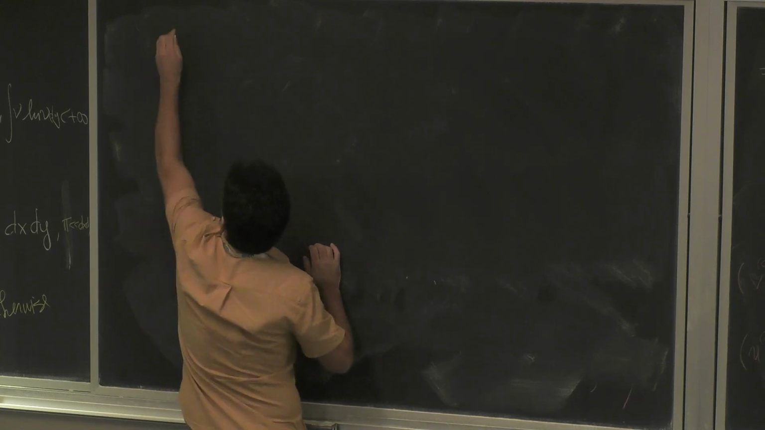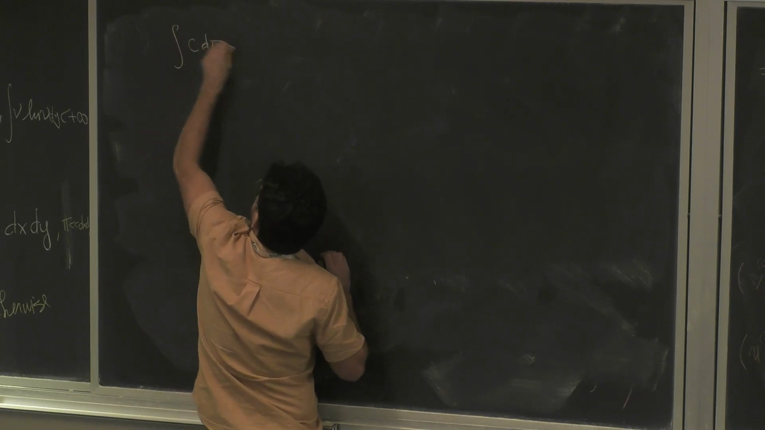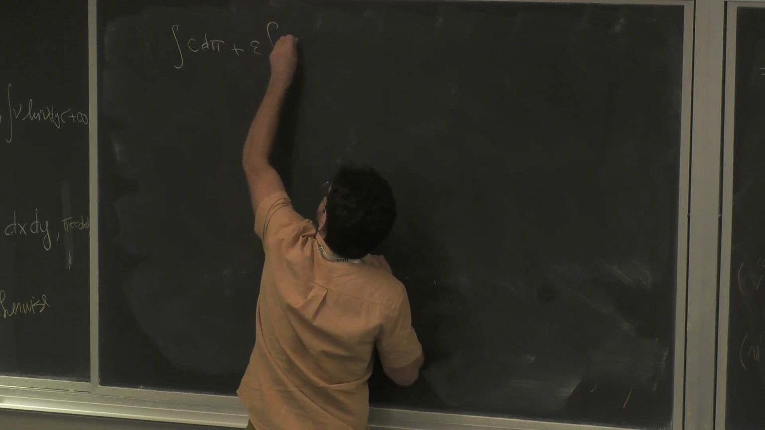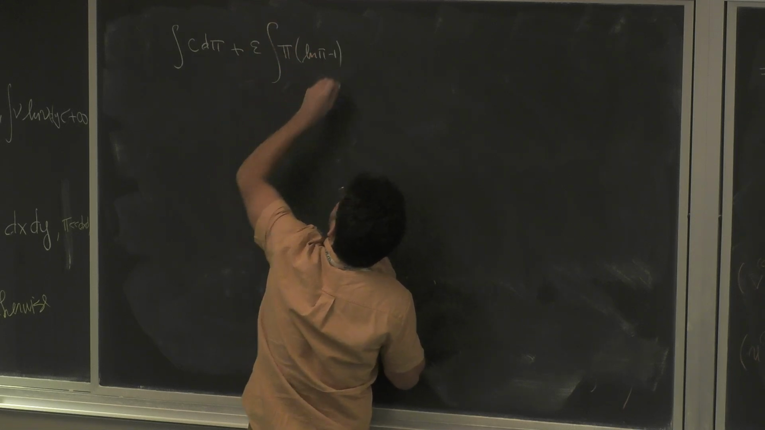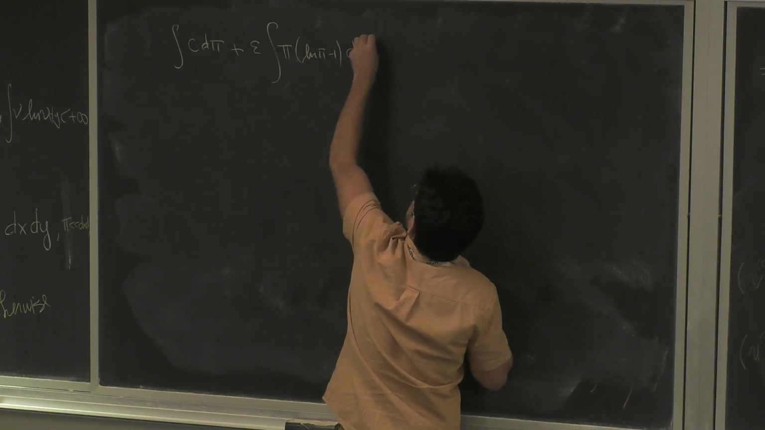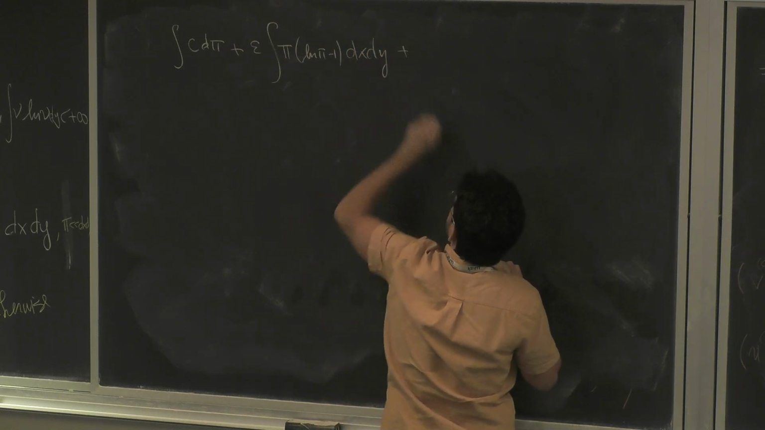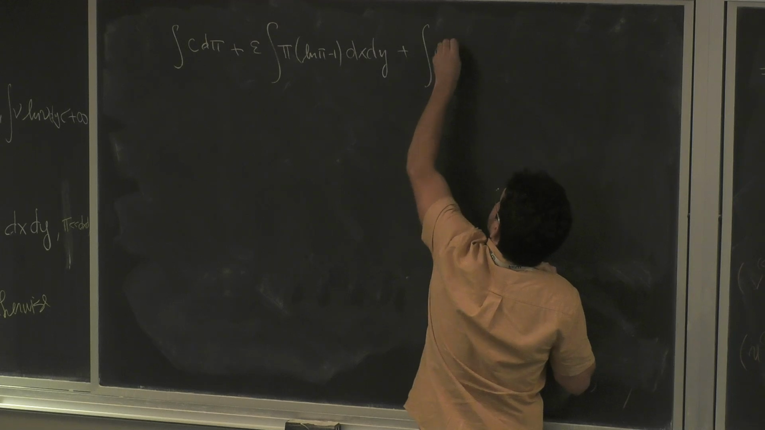Let me start with this problem. So I have the integral of C d pi plus the Shannon entropy, dx dy. Then I add the Lagrange multiplier.